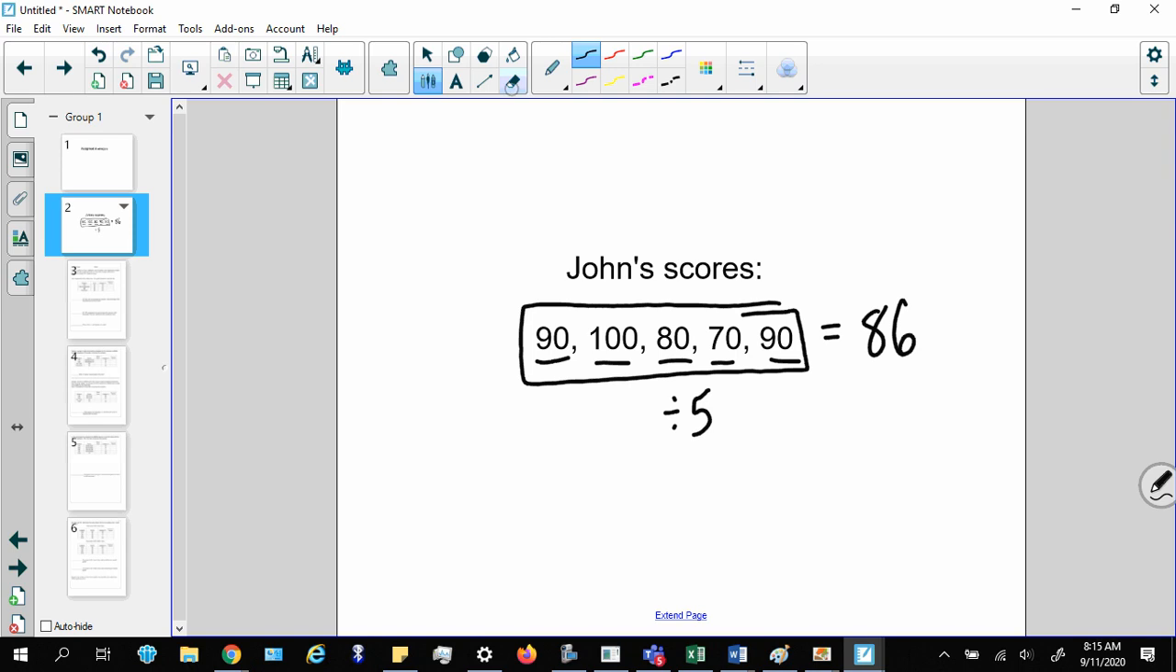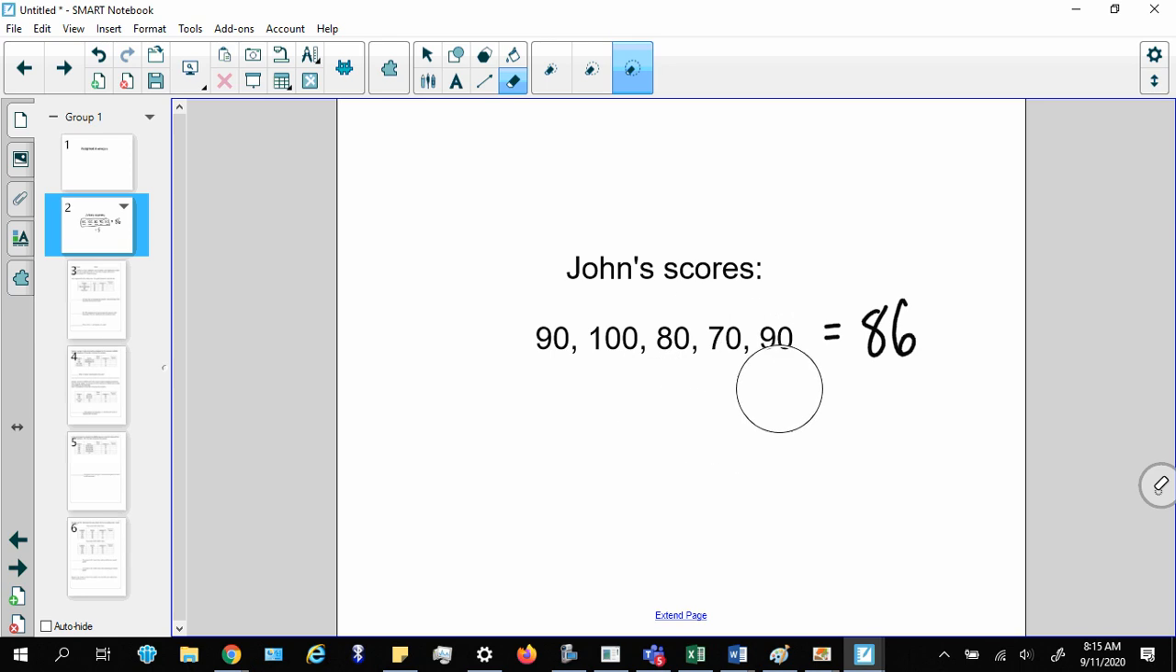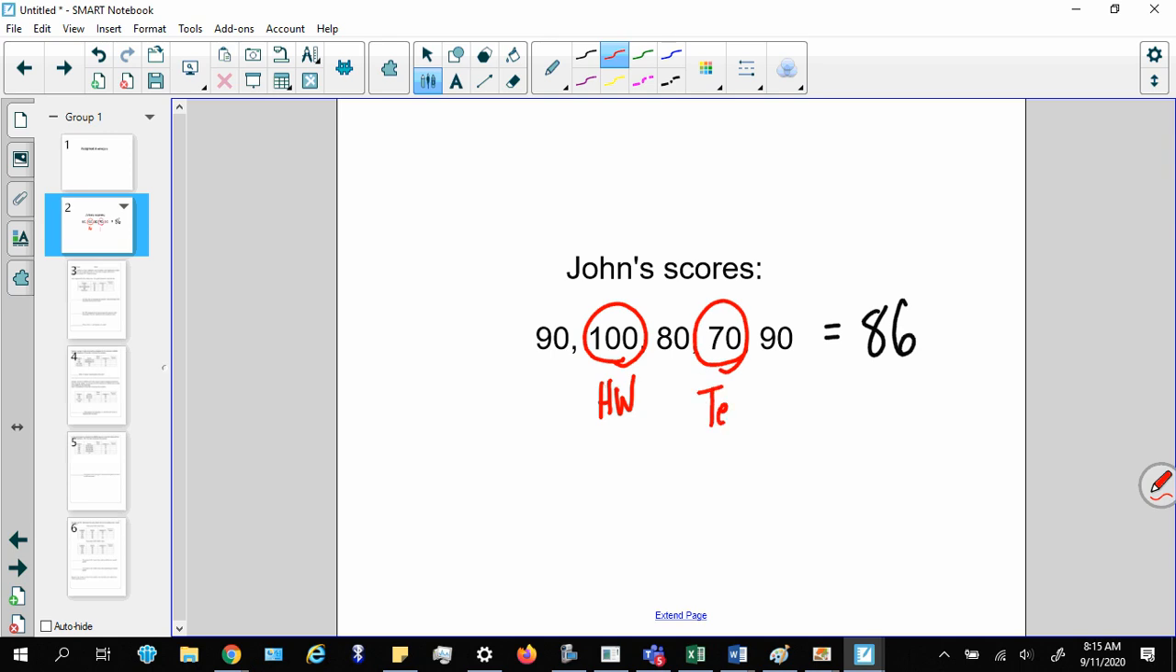Now, if you have been a student for more than 5 minutes, you know that in a class you have different categories. For example, let's say this 100 here was a homework grade, and this 70 was a test grade. Most students would agree that a test score weighs more than a homework score. So this would be a major assignment, as opposed to homework being a minor assignment.